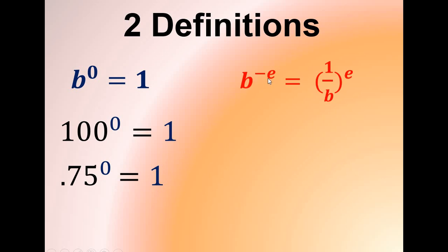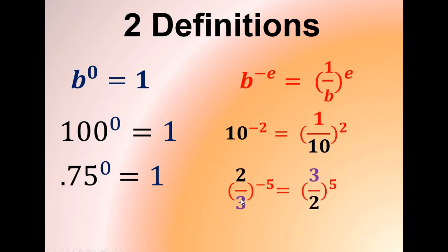And then here's one. If the exponent turns out to be a negative number, this definition says just flip over the base. Get the reciprocal of the base. So if I've got b to the negative e, that's the same thing as 1 over b, which is the reciprocal, to the positive exponent. So what does that look like? If I have 10 to the negative 2, that's the same thing as 1 over 10 to the second power. Notice that I just took the reciprocal of 10, which is 1 over 10, and changed -2 to +2.